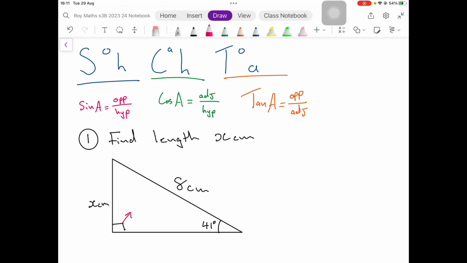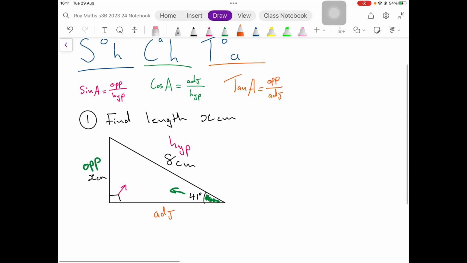Across from the right angle is always going to be the longest side, which is the hypotenuse. If I'm working with the angle 41 down here, then the side opposite that is going to be the x. And the remaining side is our adjacent side, adjacent beside the 41. So, once we've labelled our sides, we write out sohcahtoa.